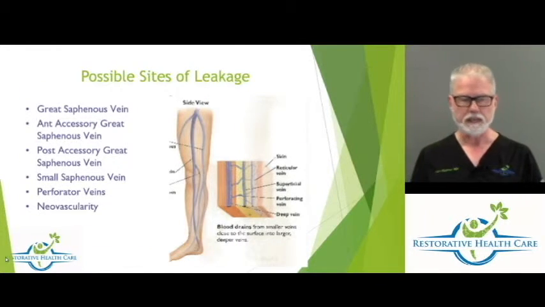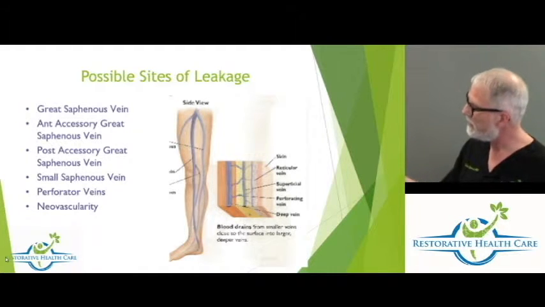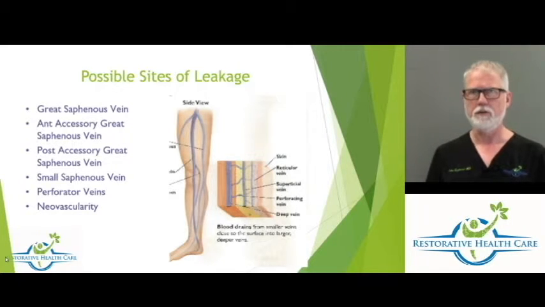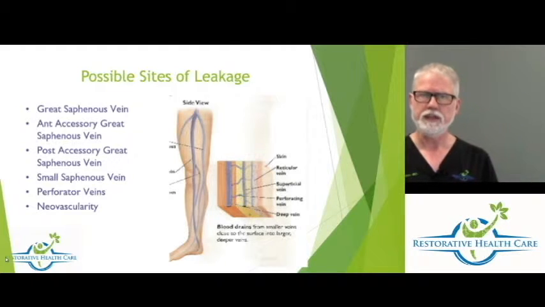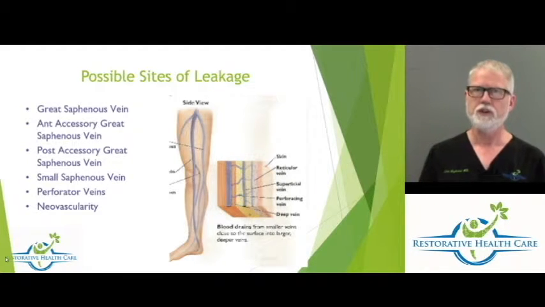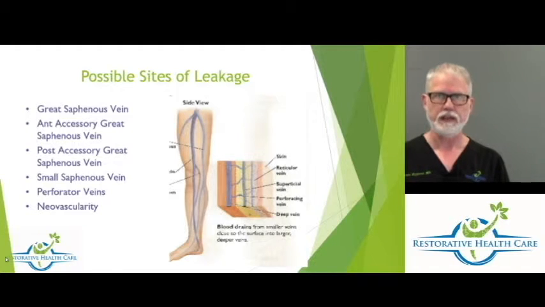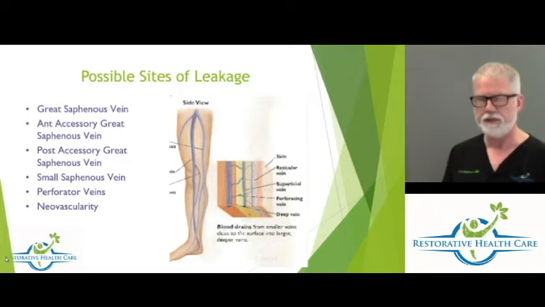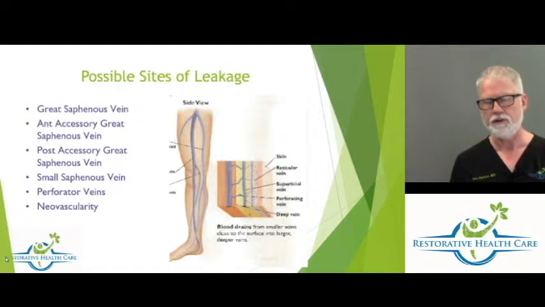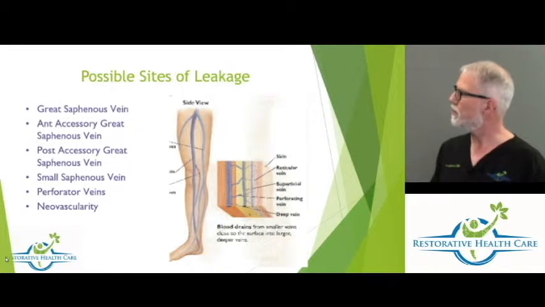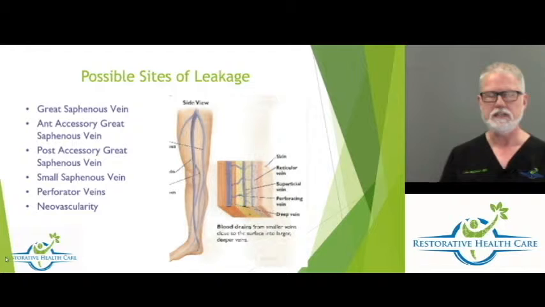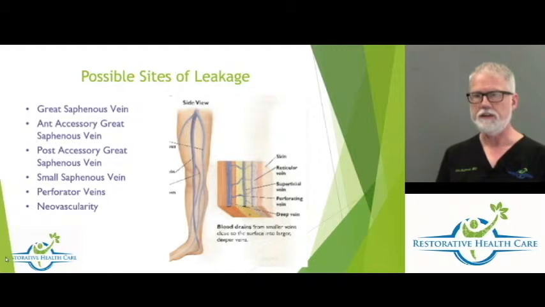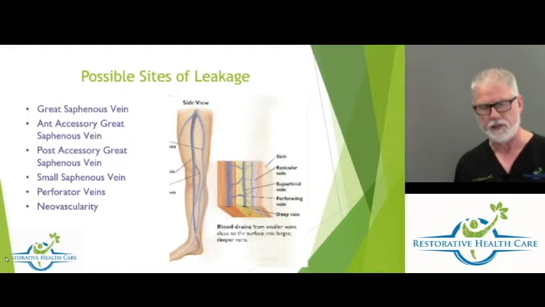The places that we can see leakage: the most common is the great saphenous vein, that main vein that runs from your groin all the way down to your ankle. And that's by far the most common place that we see leakage. People with venous insufficiency and varicose veins almost all have leakage in the great saphenous vein. However, we can also see leakage in other places. Next most common is the small saphenous vein, that vein behind your leg that goes down into your calf. And then there can also be what's called accessory saphenous veins. And that's these little branches that can come off in the thigh, come off of the great saphenous vein, for example, and then lead to varicose veins up in the thigh or in the outside of the thigh.